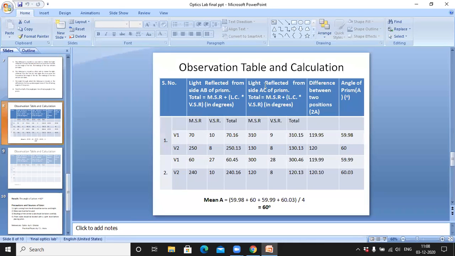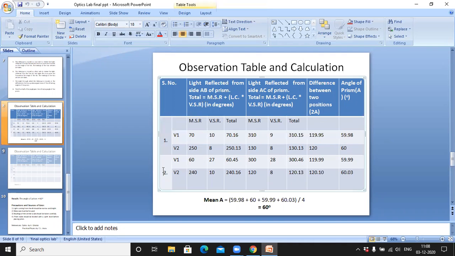Now on the other column you can see light reflected from side AC of the prism. You again note V1 and V2. You calculate the difference of the two V1s and both the V2s. So you get this. This is twice the angle of prism, and when you halve it, you get the angle of prism. So this is one set of the readings.